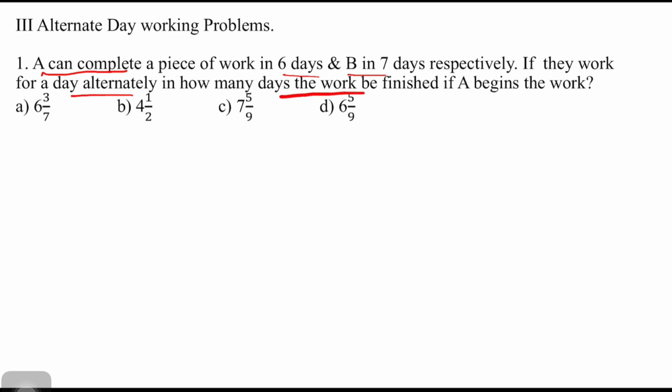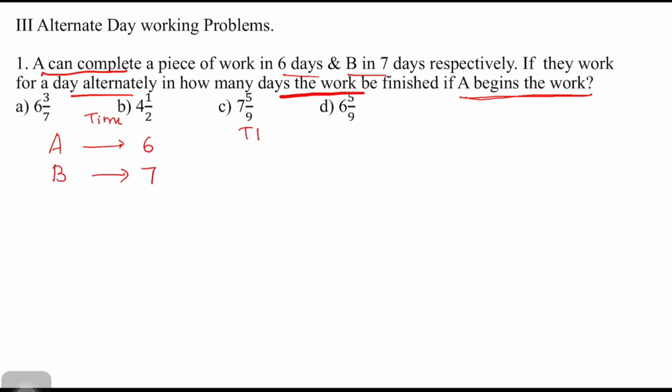This is the very important thing. A begins the work. Always remember, if A begins the work, it means that A only will end the work. They'll give it like this: if A begins the work, it means that A itself will end the work. Now we know that A will complete in 6 days, and B will complete in 7 days.